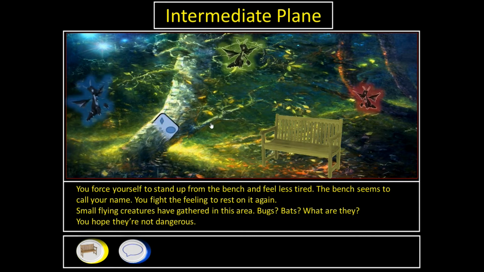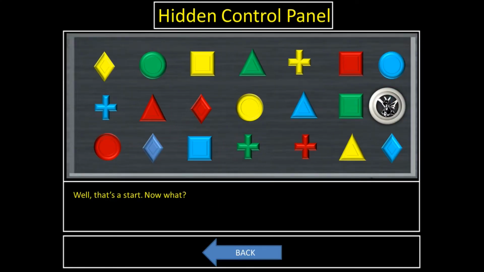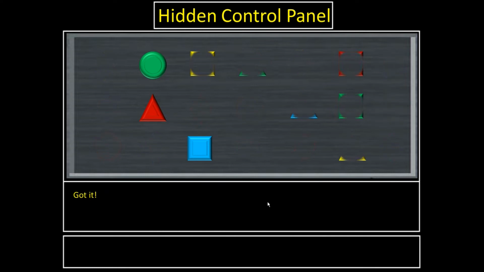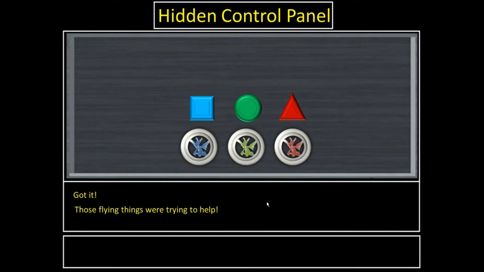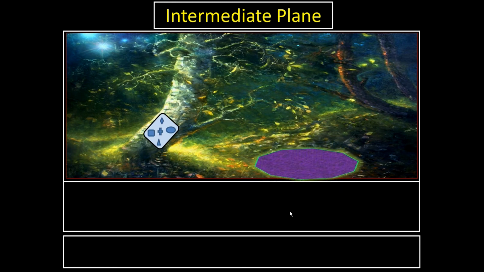All right, let's try it again. Hello, secret control panel. Yes, please open, dragon machine. Shoot, what was it again? A blue square. There's no rectangle, so it has to be square. A green circle. And a red triangle. Got it! Oh, that's pretty neat. That wasn't in the original game, so I added that. See? Blue, green, red. And then their fly patterns, too. Got it! Those flying things were trying to help. Oh, there goes the bench. All right, well, we're out of the intermediate plane. See ya!